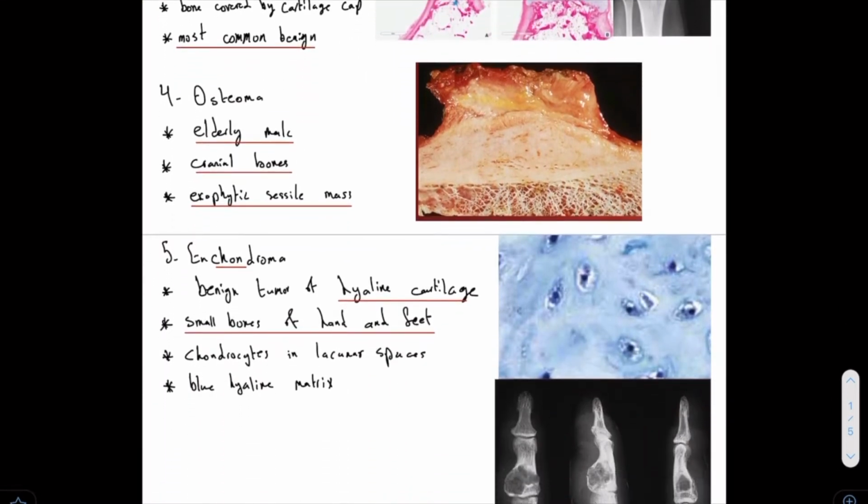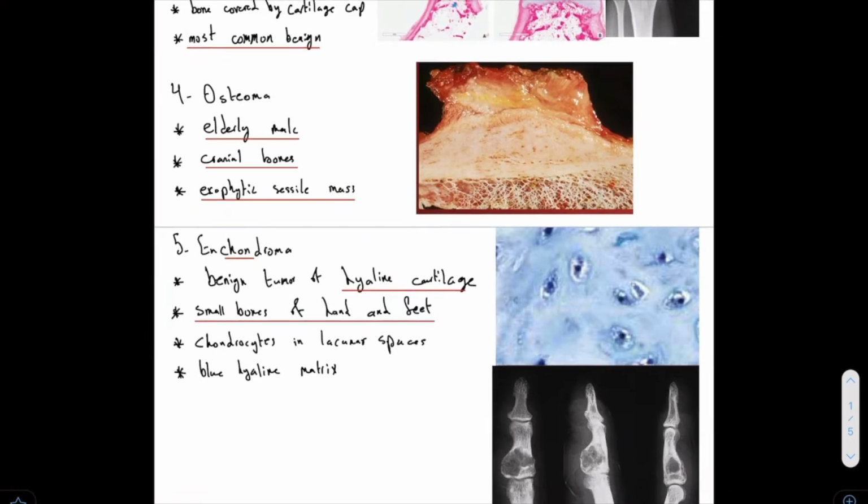Osteoma, I have not really described it that well, so please check the lecture, but it's basically this tumor which you see in elderly males, usually in the cranial bones, so in the skull, and it's described in the picture as an exophytic sessile mass, okay?